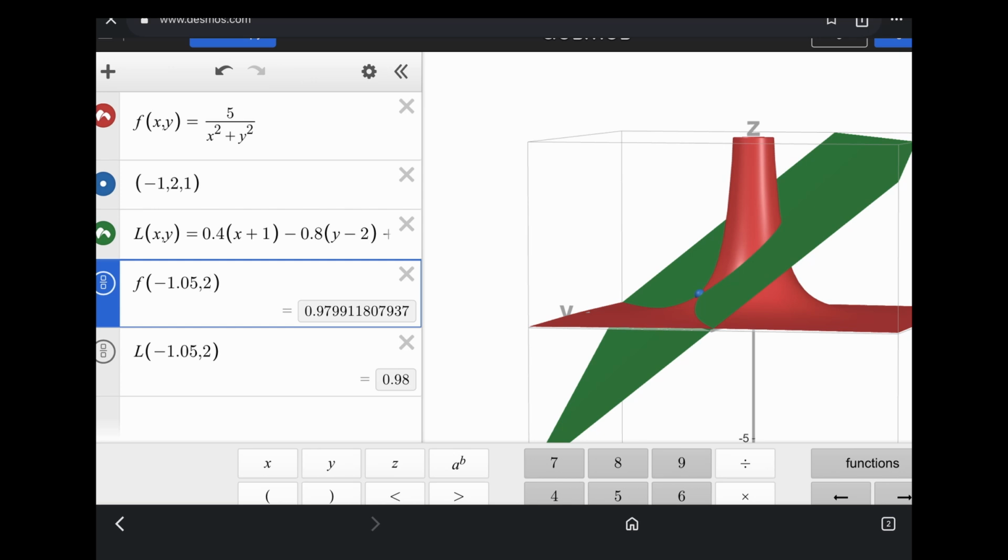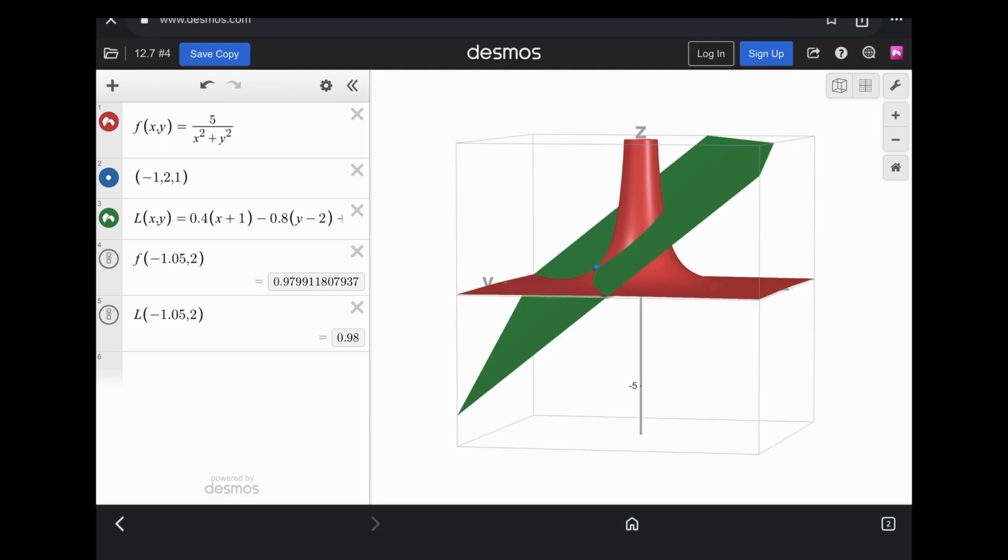And again, these tangent approximations are really, really valuable for us to use in multivariable calculus to quickly find the answer to these types of problems. And that pretty much covers our section for this.